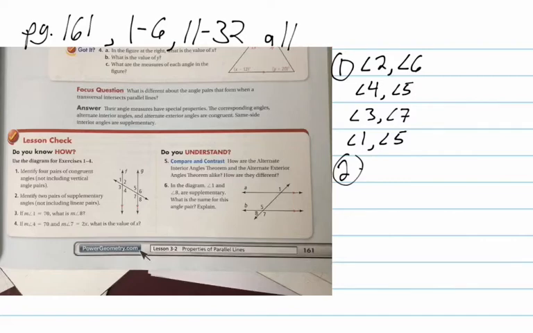2 and 5. What's the relationship between 2 and 5? Oh, wouldn't 4 and 7 work then? 4 and 7 also work. What's the relationship between 4 and 7? It's the same answer as 2 and 5. Same side interior. Yeah. Same side interior angles are supplementary when you have parallel lines.